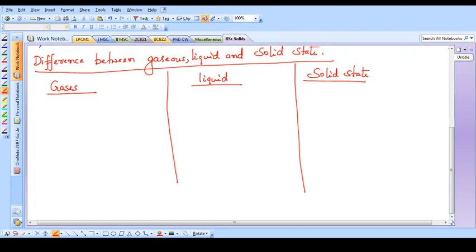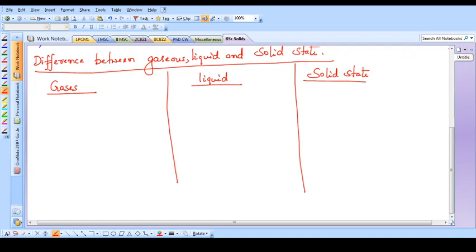Okay, for that let us try to visualize how gases behave, how a liquid behaves, and how a solid behaves. These are very basic things that you have studied from your high school days, so that would be very easy for you to imagine. Can you list some of the important properties of gases, liquids, and solids?